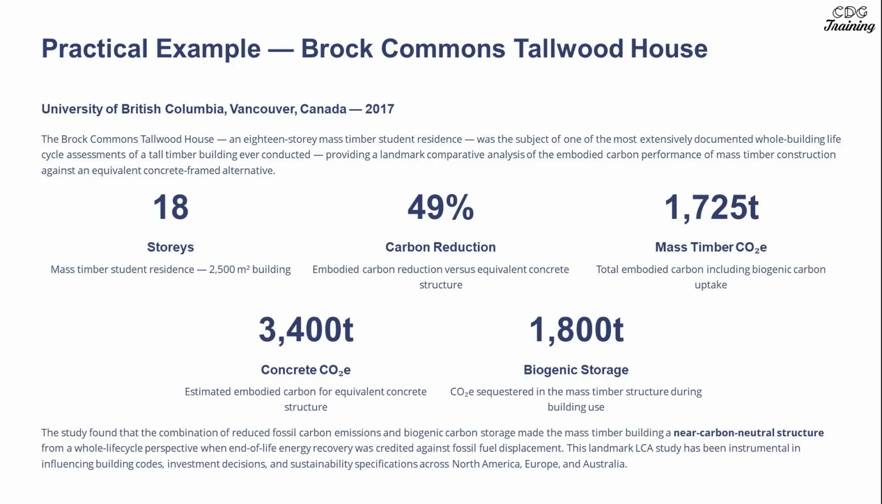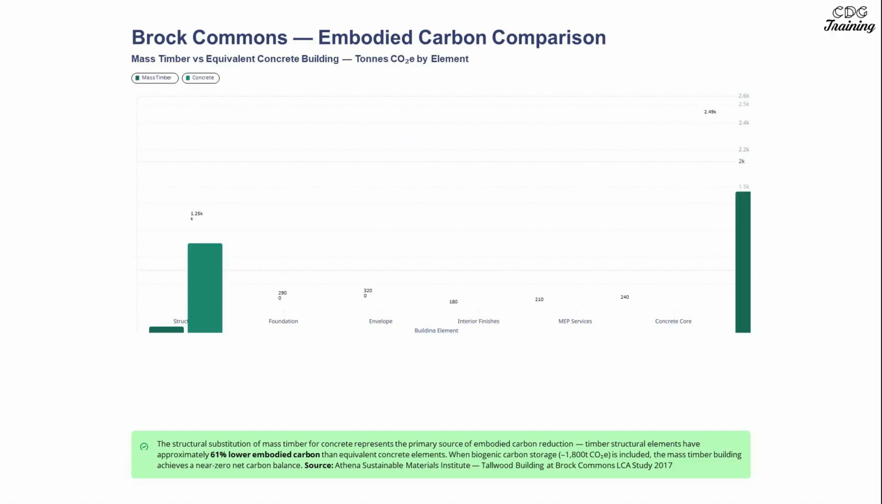The Brock Commons Tallwood House is an example of how LCA can be applied to achieve significant carbon reductions in building projects. This landmark study demonstrated the potential of mass timber construction to achieve near carbon-neutral structures through careful material selection and lifecycle assessment. The structural substitution of mass timber for concrete represents the primary source of embodied carbon reduction. The comparison of carbon savings in Brock Commons highlights how the mass timber building achieves a near-zero net carbon balance.